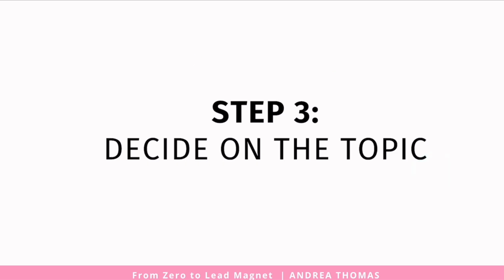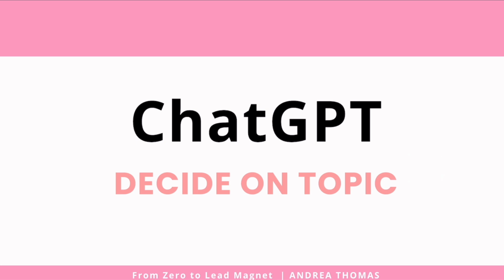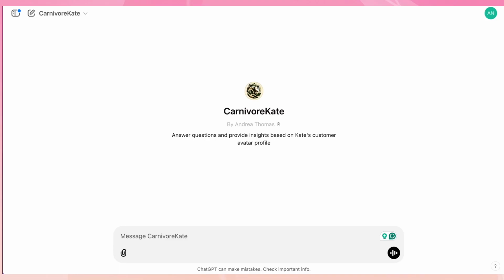Now that you know the basics, it's time to decide on the topic of your lead magnet. The quickest way to do this is just to jump into ChatGPT and ask it for help. So let's go to ChatGPT. All right, so here I am. I am using my custom GPT called Carnivore Kate. It is trained on my customer avatar, Kate. She is into the carnivore diet. She's a beginner into the carnivore diet.